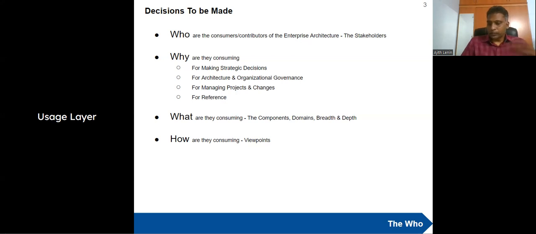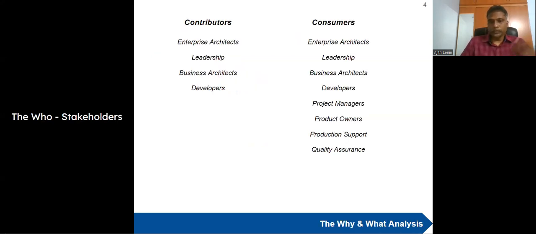So let's look at, to start with, the who. We have to identify the stakeholders. This is a straightforward exercise. We just need to define who are the contributors. It could be enterprise architects by default. The leadership. When I say leadership, it could be IT leadership or business leadership to establish the vision or define the architecture principles, the higher level guiding principles, etc. Business architects: some organizations have a separate role called business architects, so they would also be part of it. Developers, who could be contributing towards the lower level artifacts. And then consumers. It could be anybody in the organization.